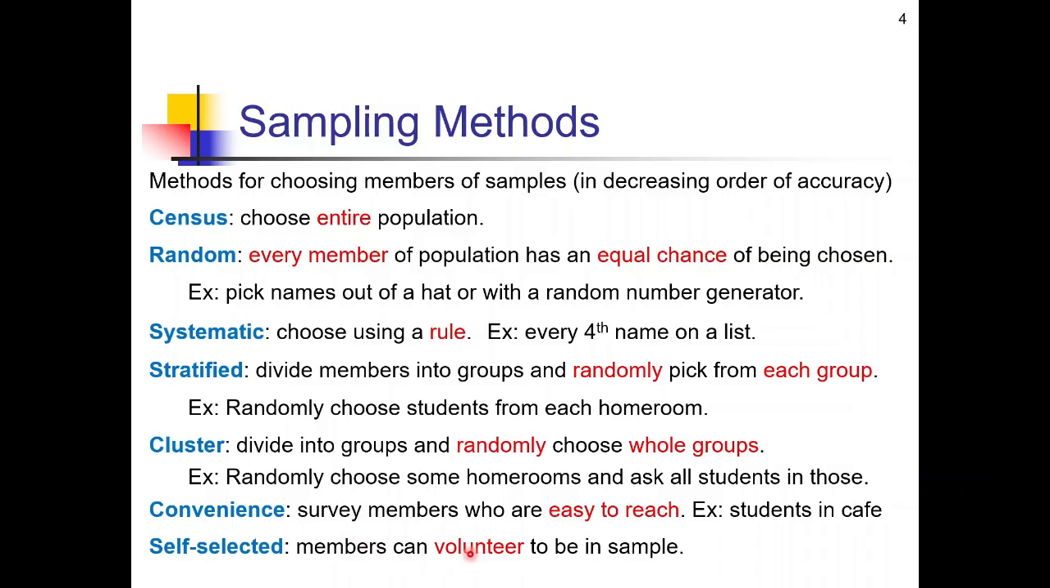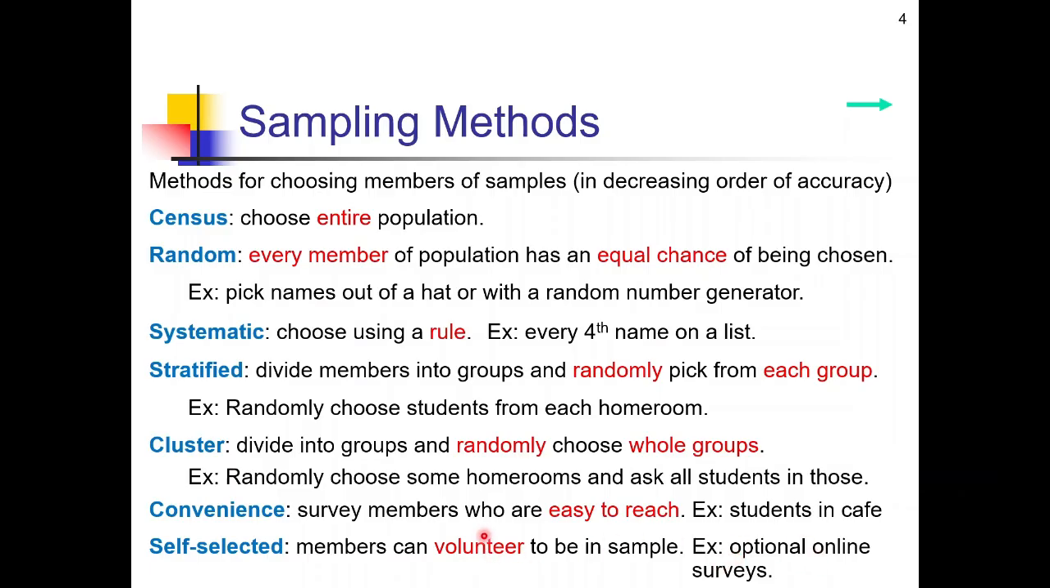This is where members volunteer to be in the sample, or can volunteer. A good example of this is when you have an optional online survey. For example, when the school district puts out a survey to all the students, parents, and teachers and just looks at the results of the people who answer it.